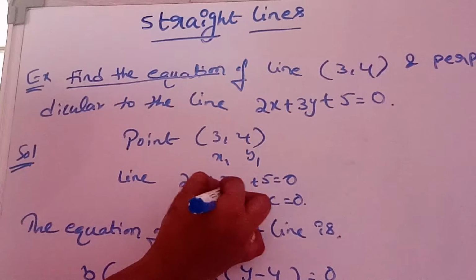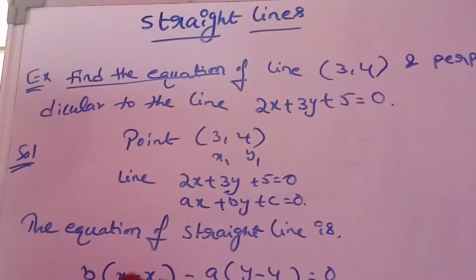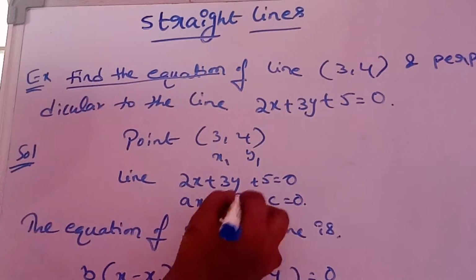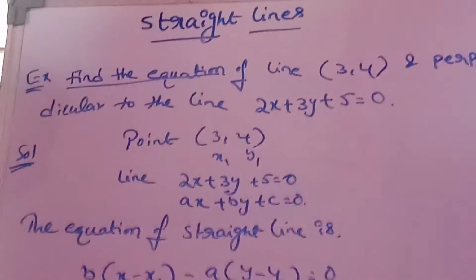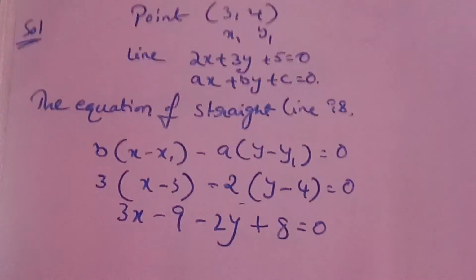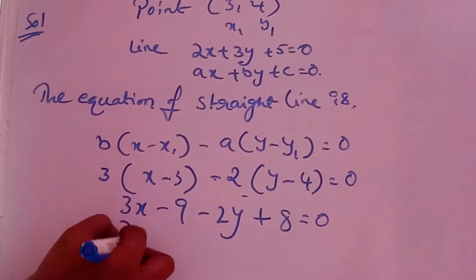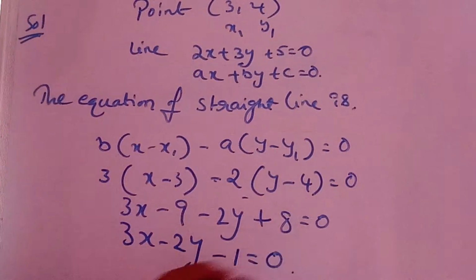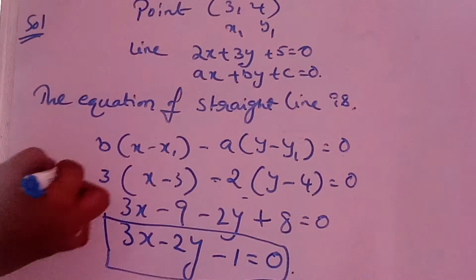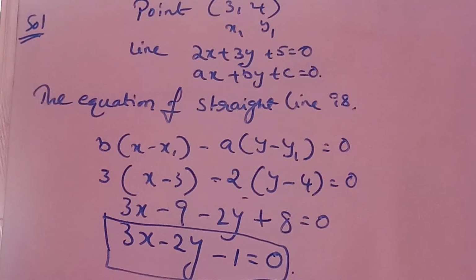Here b means 3 into x minus, here x1 means 3, a means 2, and y minus y1 means 4 is equal to 0. Multiply these values. 3 into x means 3x, minus 3 3s are 9, minus 2y, here minus into minus plus, 2 4s are 8 is equal to 0. That means 3x minus 2y, here minus 9 plus 8 means minus 1 is equal to 0. This is the equation of straight line through a given point and perpendicular to the line.